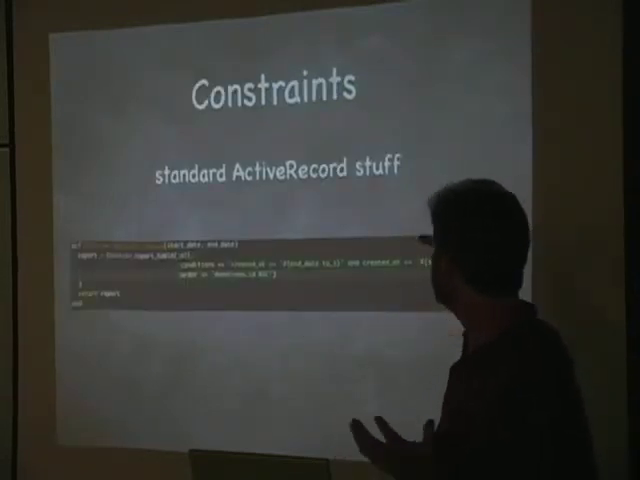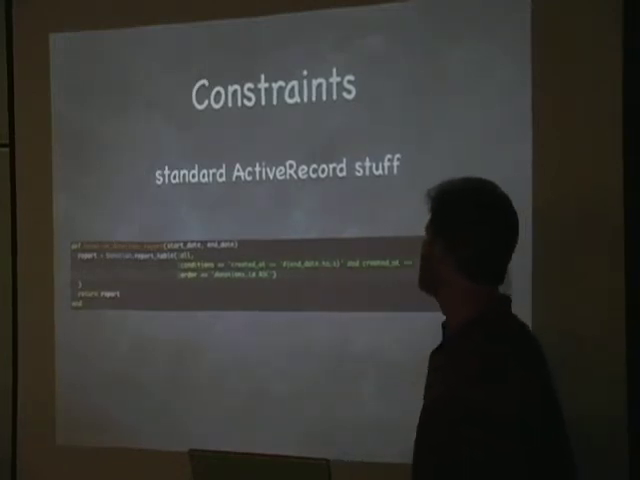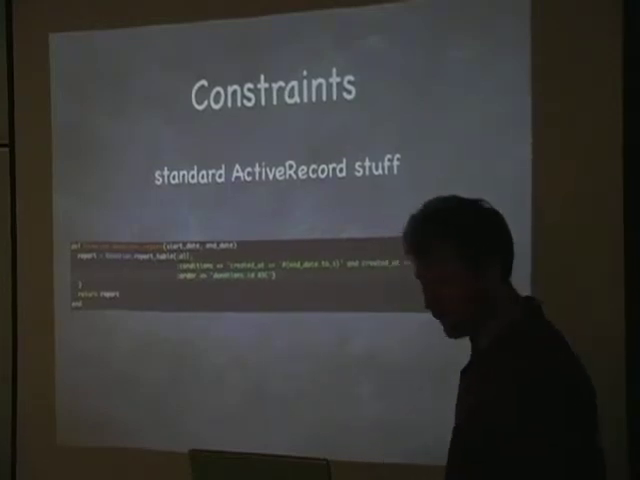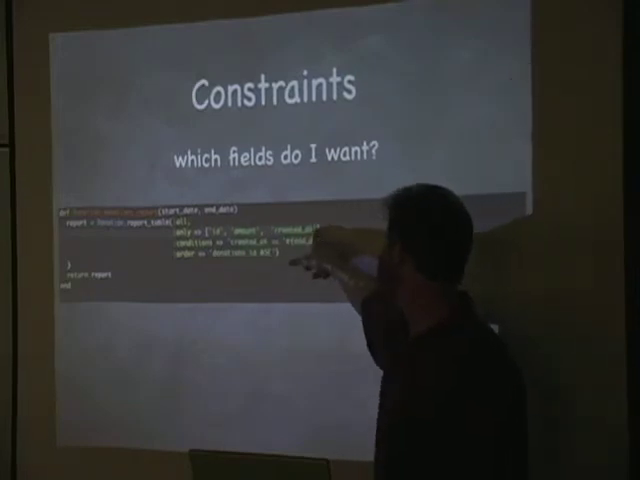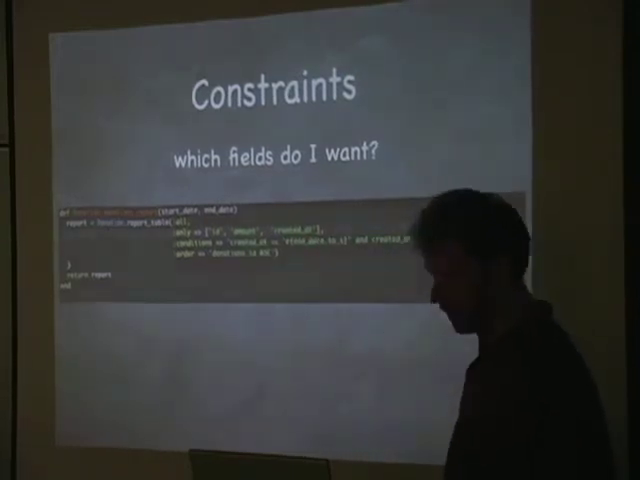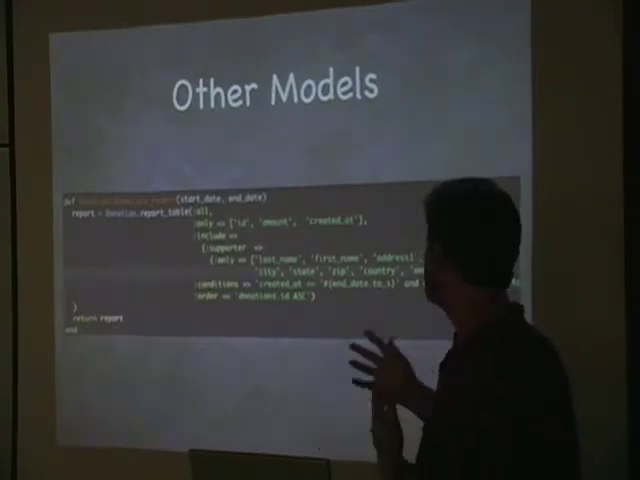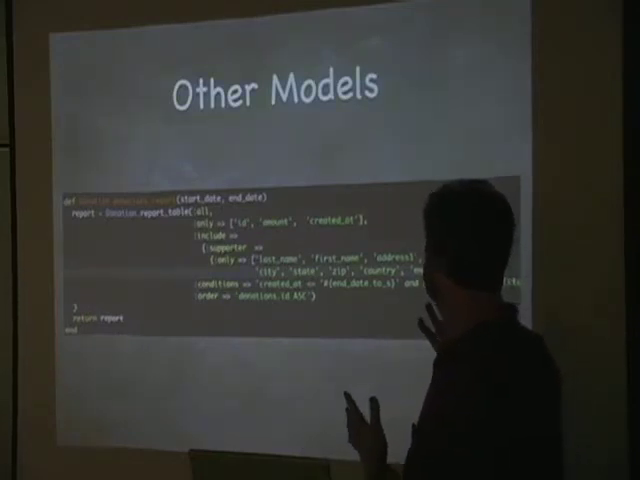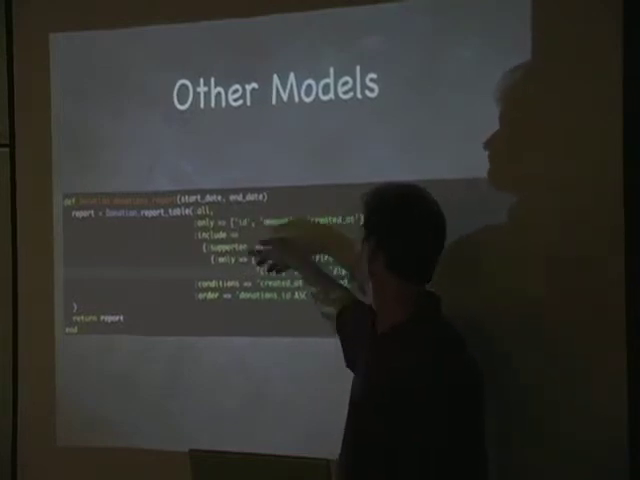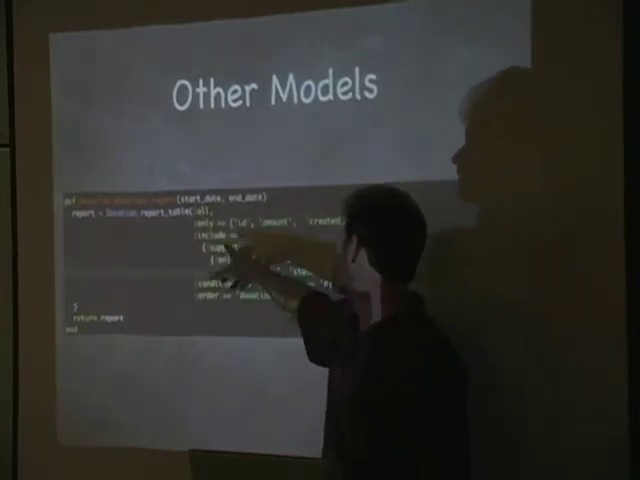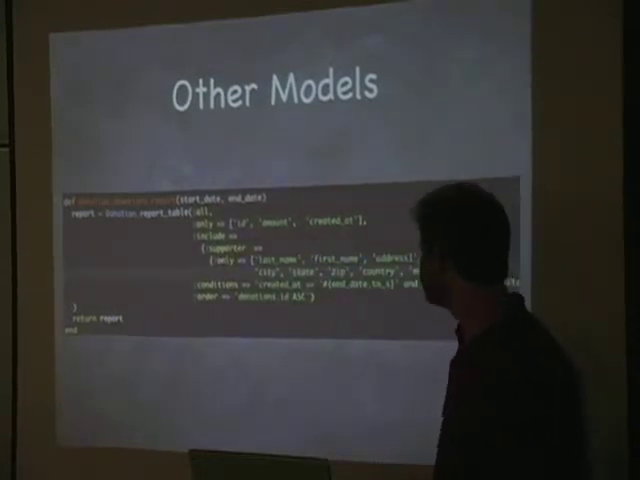You can do all your basic Active Record stuff, conditions, so like start and end date, set in order, that kind of thing. You can give an only condition and say I just want these three fields. You include those other models, so I want to obviously get the name and address of the people that have donated. So I've got only for the donation, which is the amount and when it's created, and then include a supporter with just the fields I want from that.